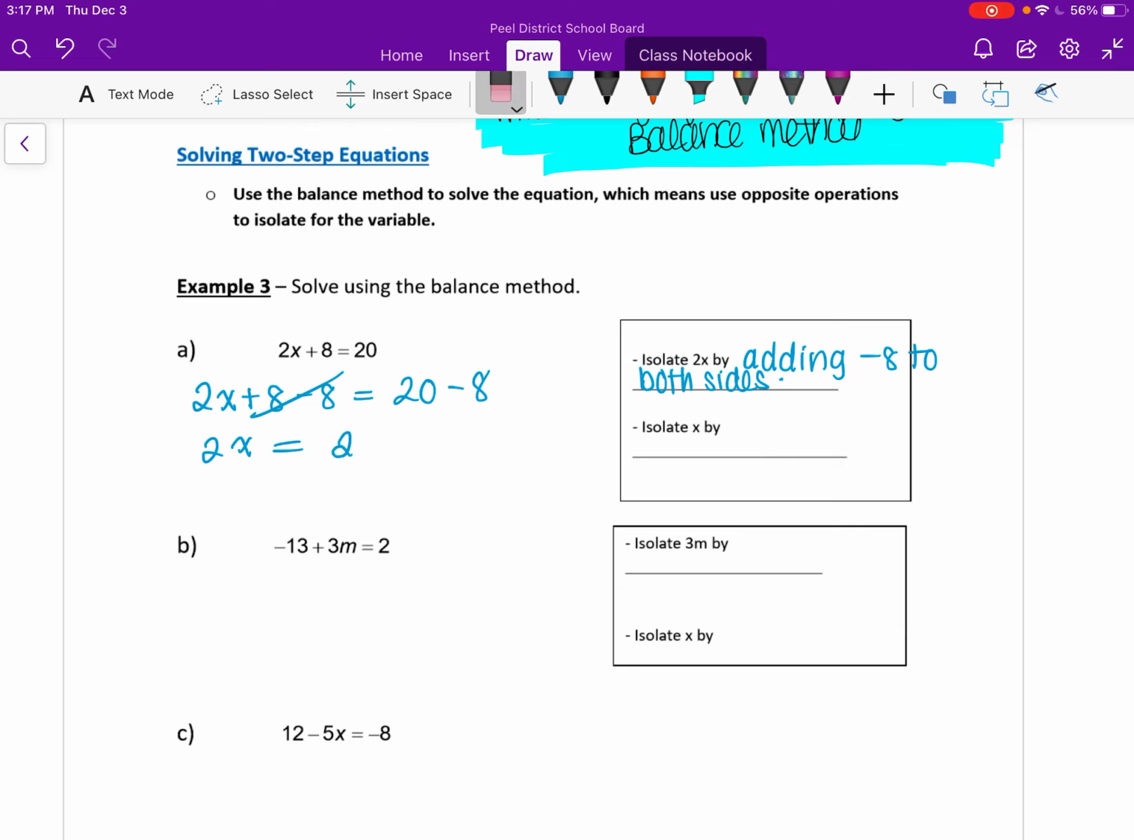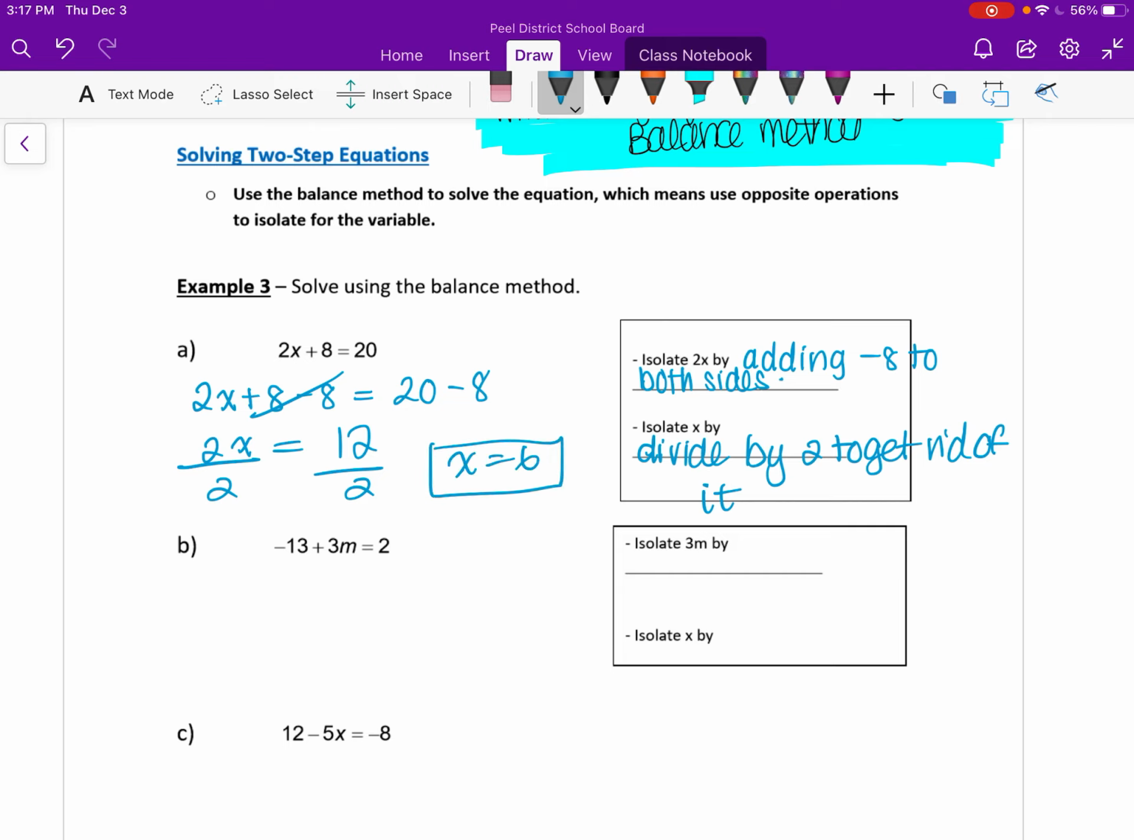20 minus 8 is equal to 12. Right? And to get the x by itself, you are going to divide by 2. Divide by 2, right? And x is equal to 6. And that's how you do that.